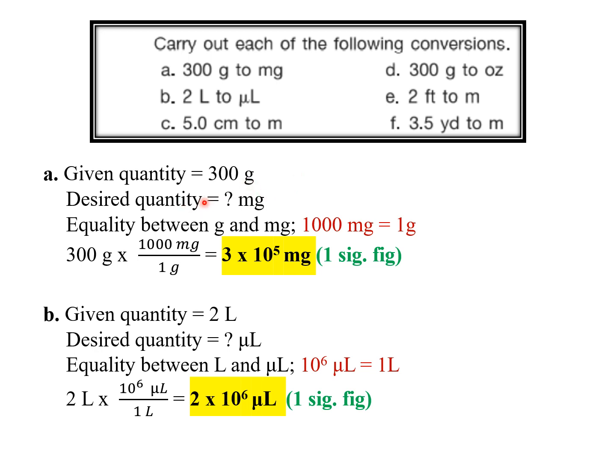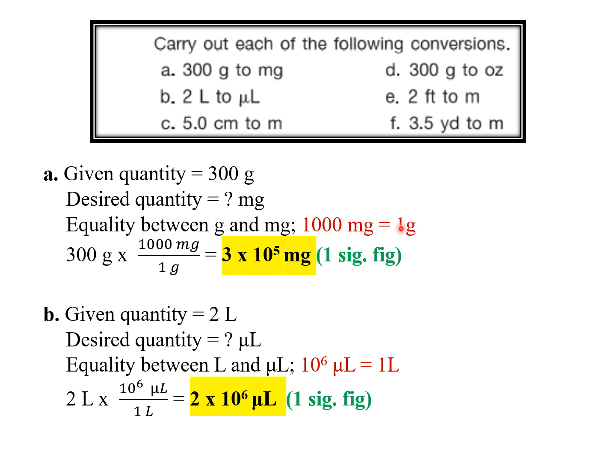And desired quantity means the quantity asked in the question. That is any number in milligrams. That is your desired quantity. Based on the given quantity unit and the desired quantity unit, you need to find out the relationship, the connection. For that you need a unit conversion table, an English to metric unit conversion table. You can find it in the textbook or just Google the grams milligrams connection. So 1000 milligrams is equal to 1 gram, that is the connection.